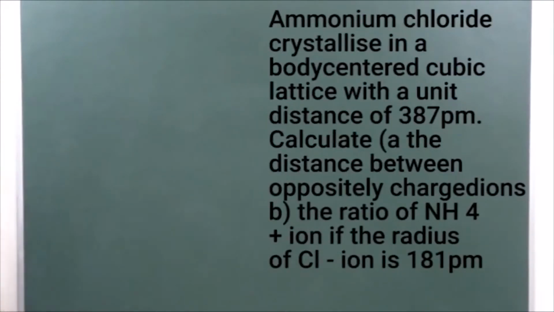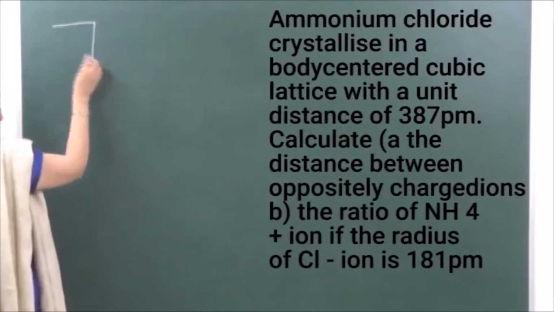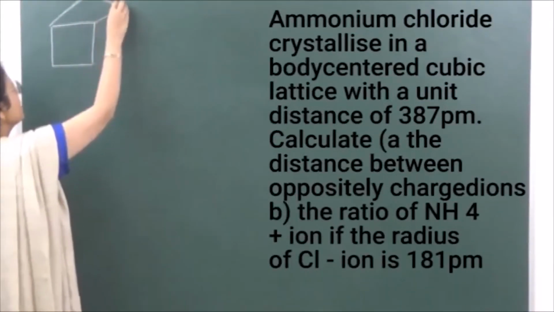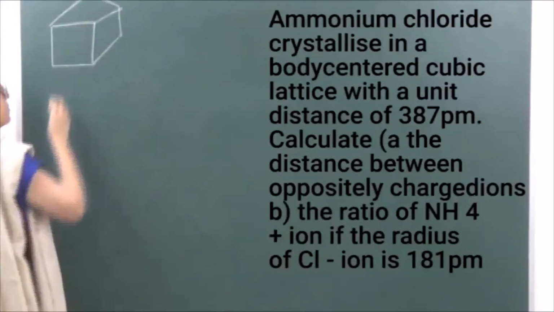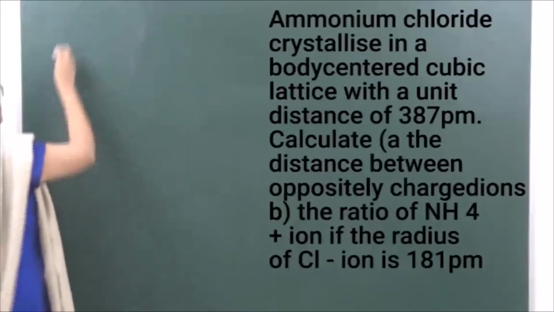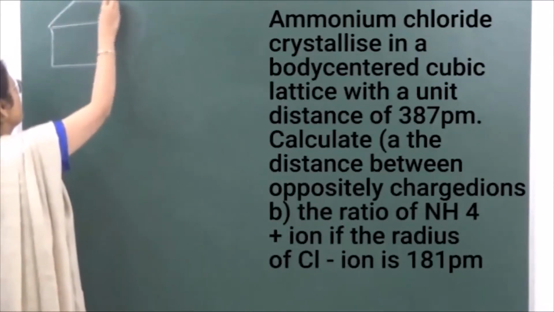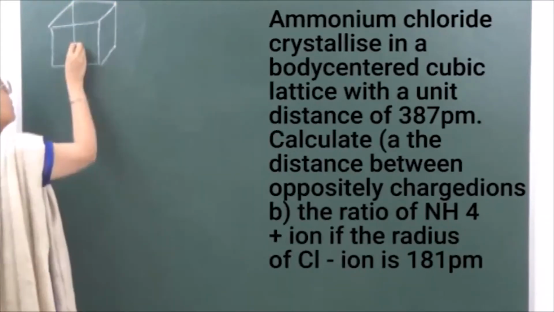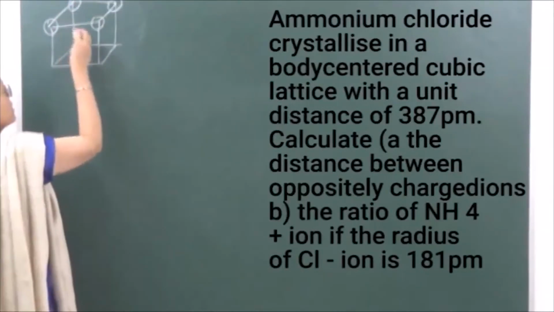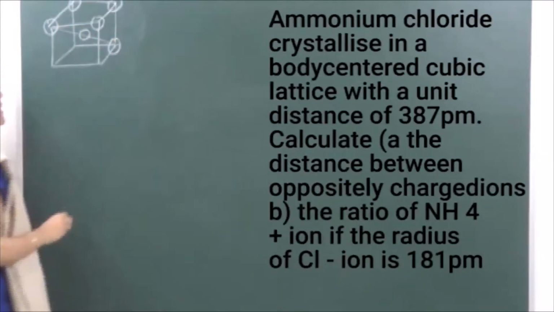Now in body centered, the arrangement is in body centered cubic lattice. So if you remember, in body centered cubic lattice, the ions are present in cross diagonal. Right? So if in body centered all the corners are present, then one is present at the cross diagonal. We call this the cross diagonal.